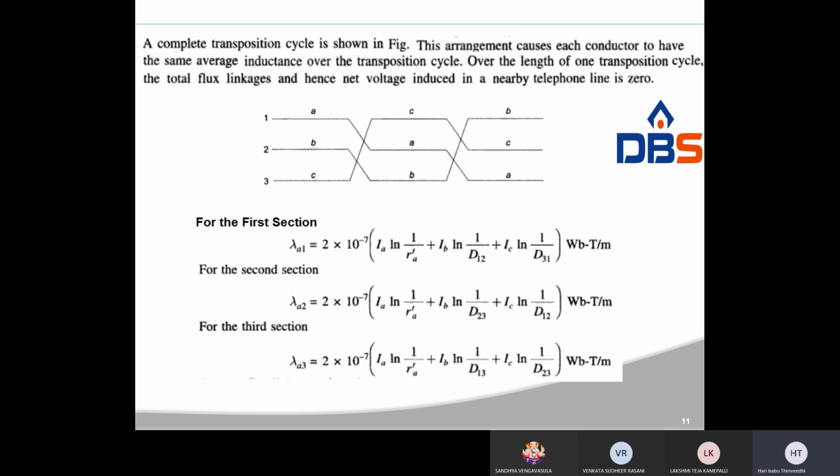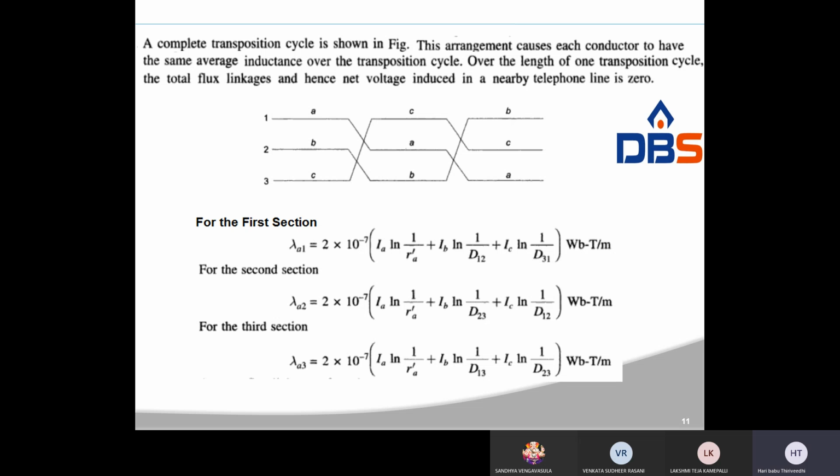Now coming to the third section. Here the position of A is third. So lambda A3 equal to 2 into 10 power minus 7, IA ln 1 by RA dash plus IB ln 1 by, what is the distance from A to B? Here A is the third position, that's why D31 or D13, plus IC ln 1 by D32 or D23, whatever it may be.